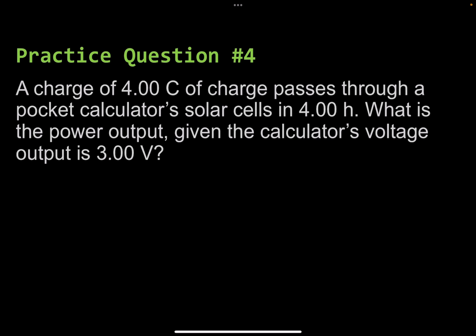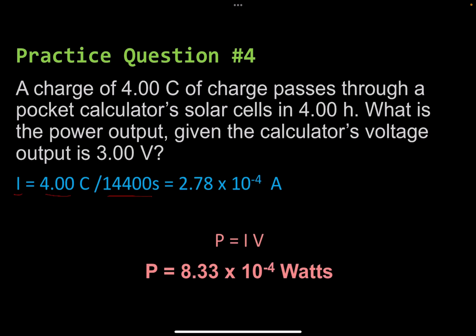Okay, so this one gives you a little bit of a tricky one here. A charge of 4 coulombs passes through a pocket calculator solar cell in 4 hours. So we did part of this already when we looked at current. And then what is the power output given the calculator's voltage of 3 volts? Okay, so first of all, our SI unit for time is seconds. So we need to make sure we're converting that to seconds. So our current is going to be our 4 coulombs divided by the 4 hours, but in seconds. Okay, and then we can find our power using P equals IV.